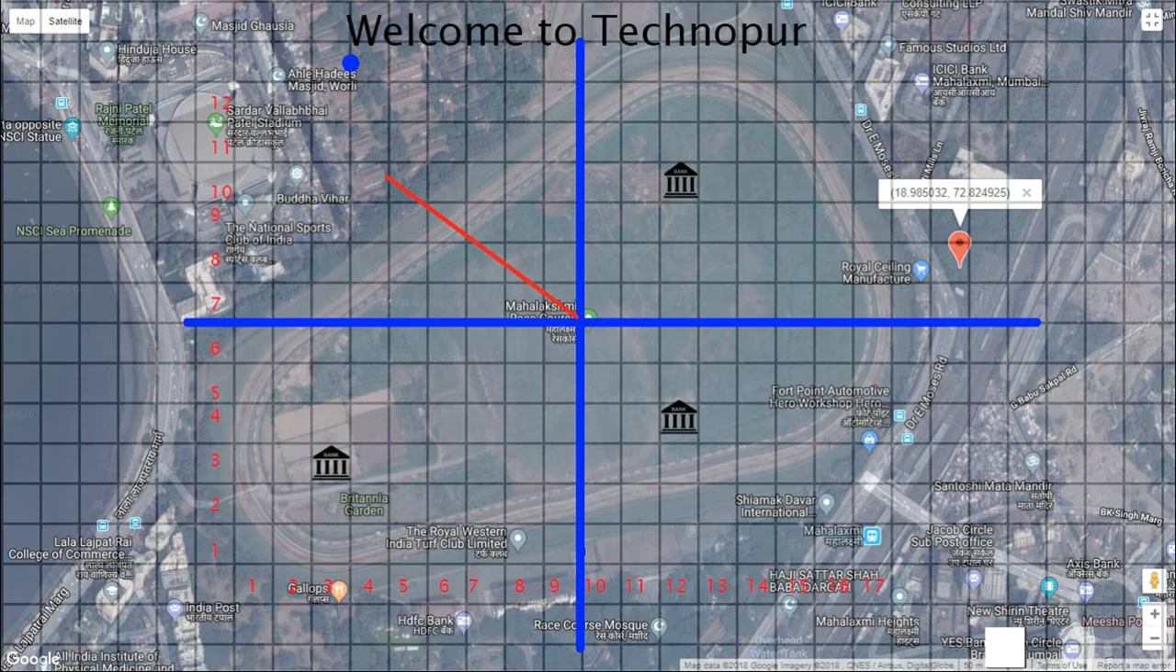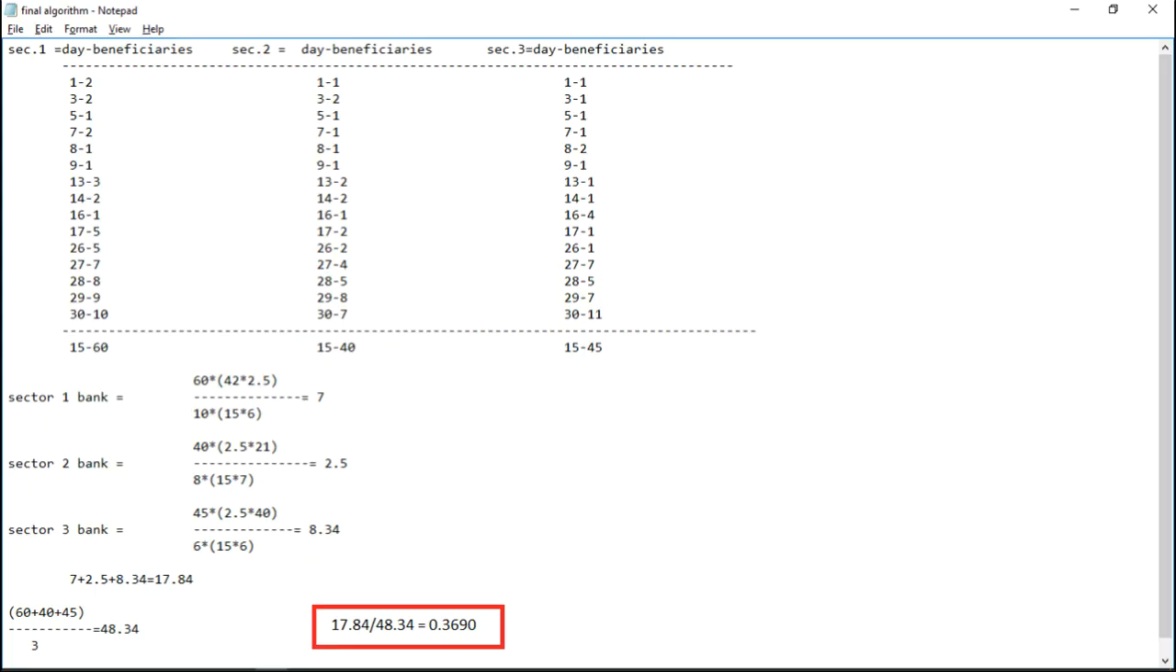Let's go back to the example of Technopur again. We saw there were originally 4 sectors, from which only 3 sectors had banks present in them. Let's divide Sector 4 in 2 parts. People from the part close to Sector 1 will go to Sector 1 Bank. And people from the part close to Sector 3 will go to Sector 3 Bank. So now we are presented with new data, which is as shown.